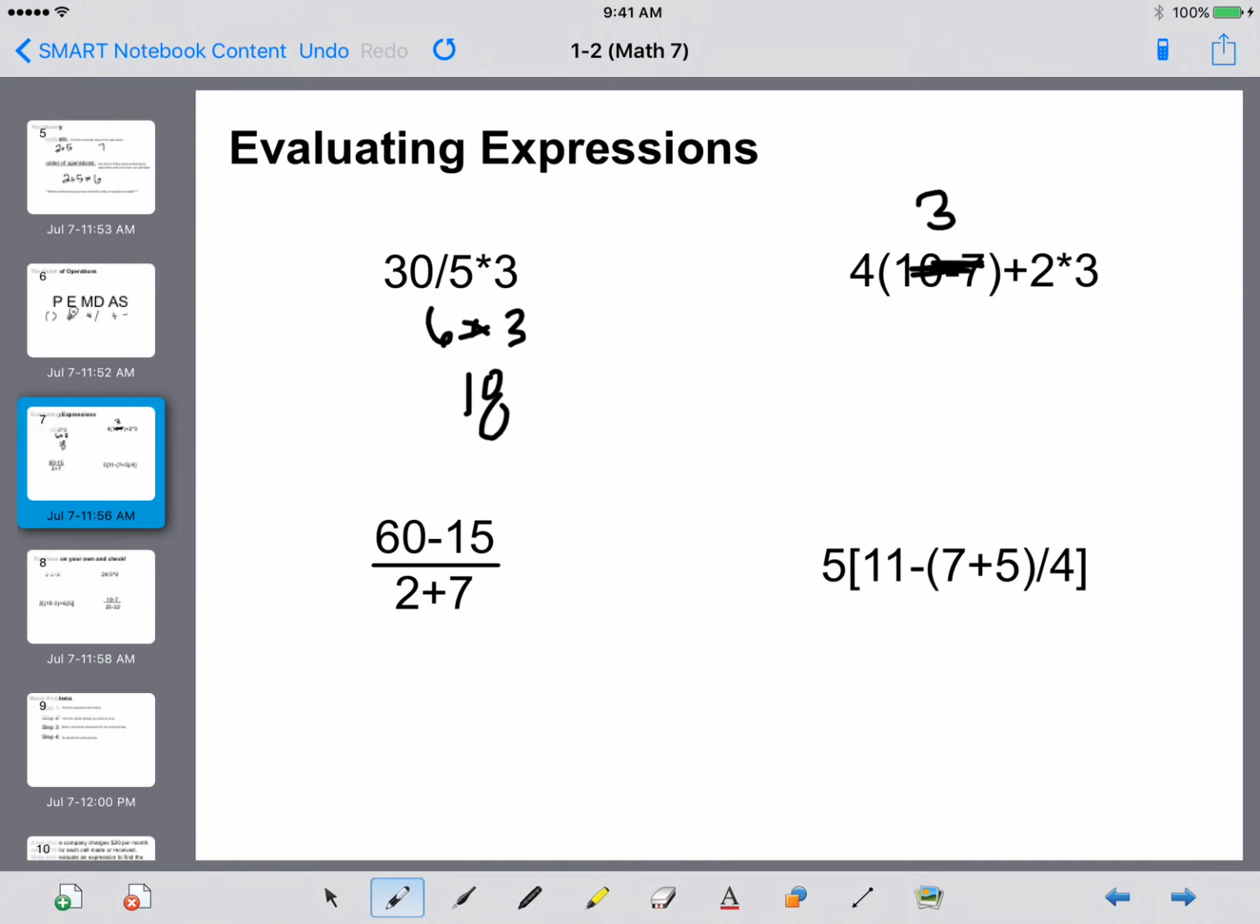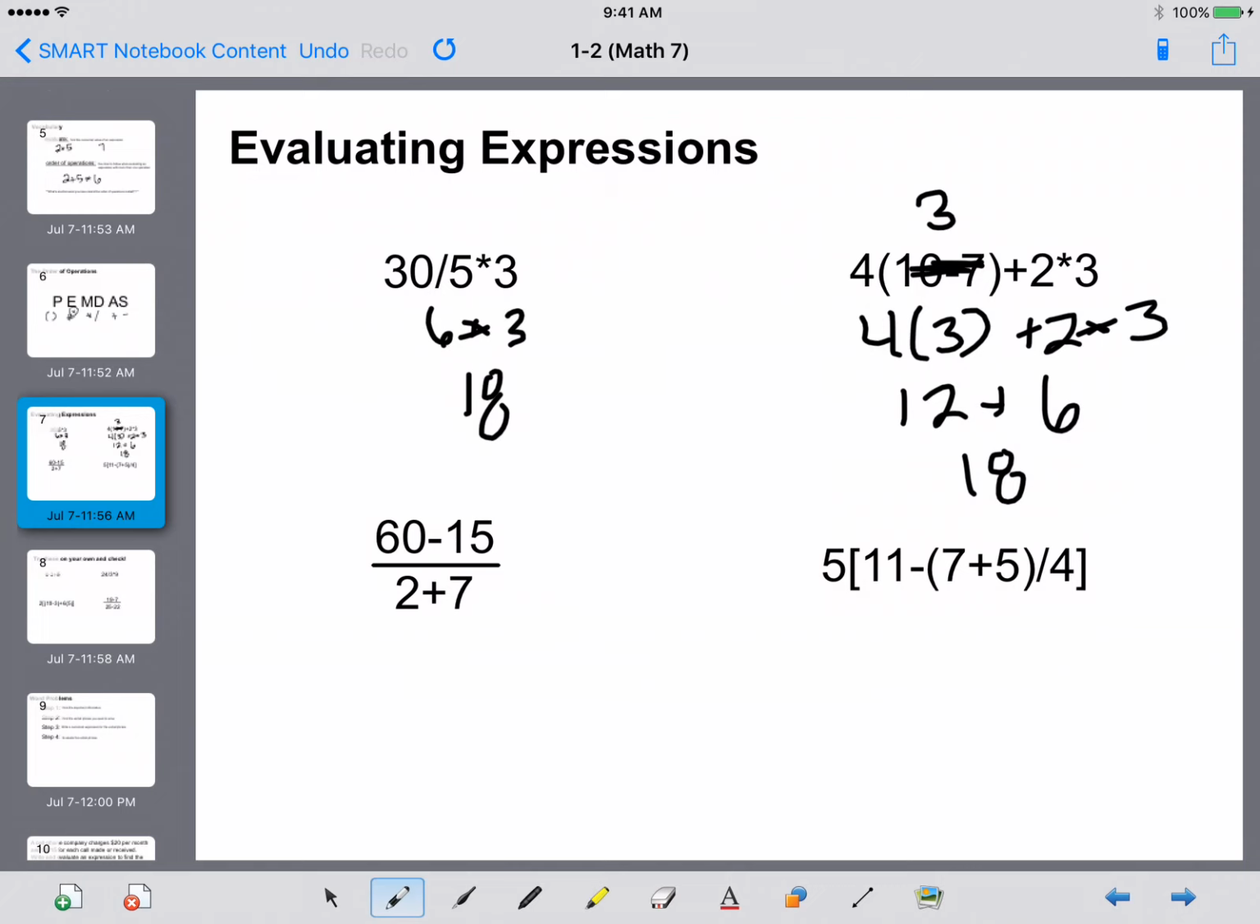Do we have any exponents? No. Multiplication and division. When you see something like this, so our 4 parenthesis 3 plus 2 times 3, this 4 parenthesis 3 means multiplication. So we're going to do 4 times 3, which is 12, plus 2 times 3, which is 6. And then we just have one operation left, 12 plus 6, which will get us 18.